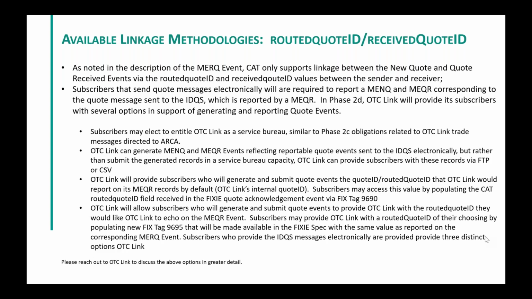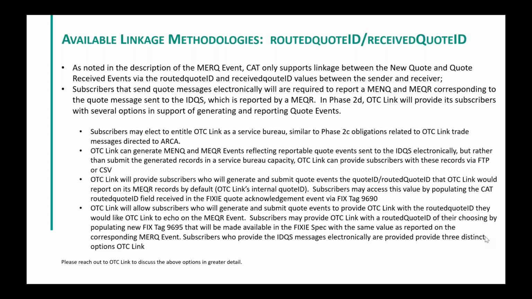We can do that via an SFTP push or through an email that has CSV files with the CAT events. Again, same concept as if we were submitting, we would use our order ID as the routed quote ID. We would use the order ID to reflect the routed quote ID as well as the received quote ID. Again, consistency throughout the quote lifecycle.